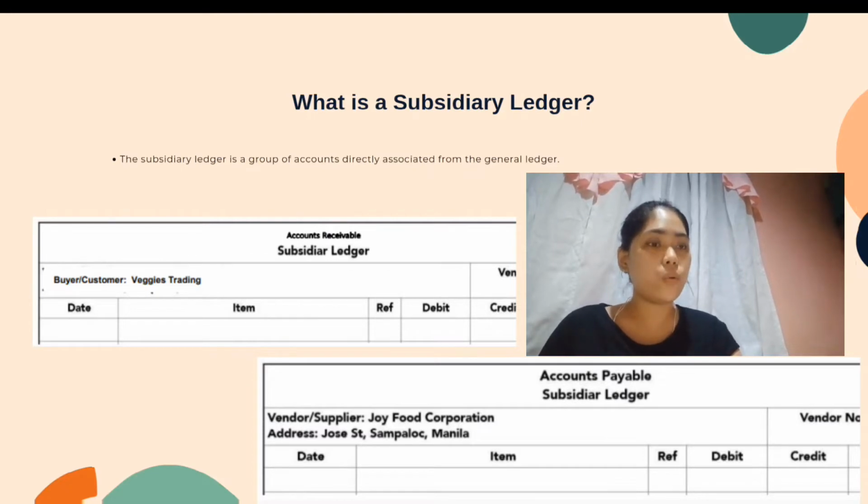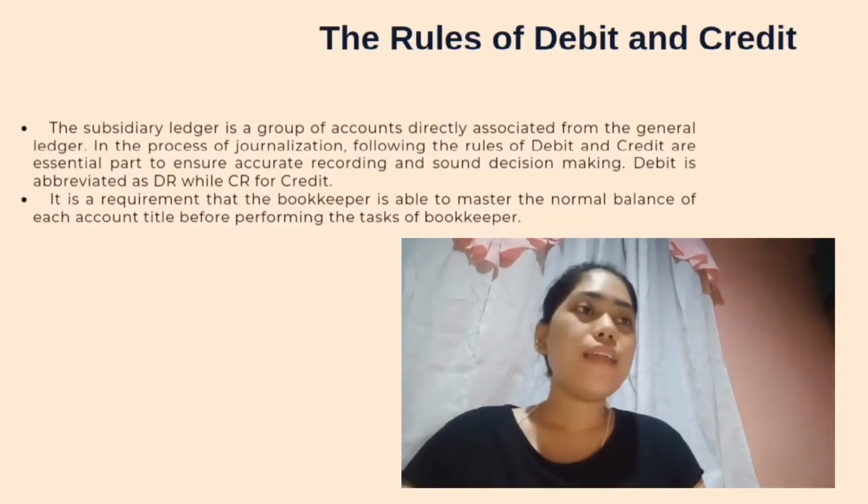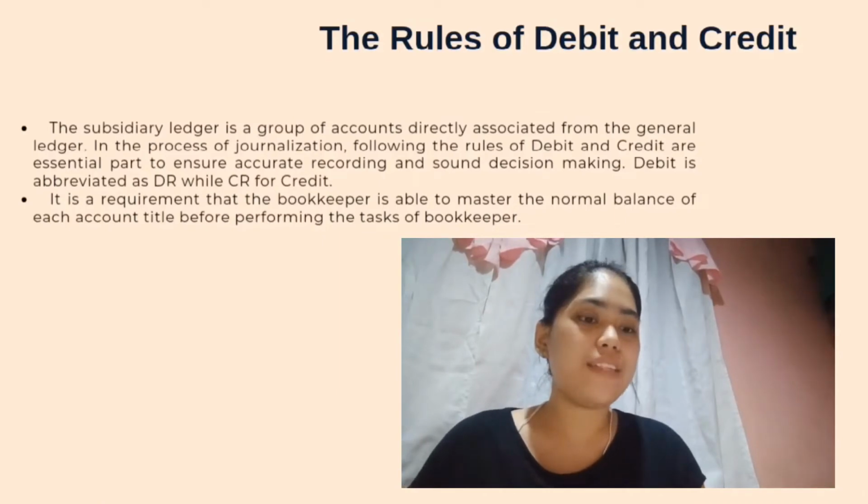We can also prepare a subsidiary ledger for the accounts. For example, we have the accounts payable. So the subsidiary ledger will contain specific accounts. You can see the example format for the subsidiary ledger in the presentation. Next, we have the rules of debit and credit.